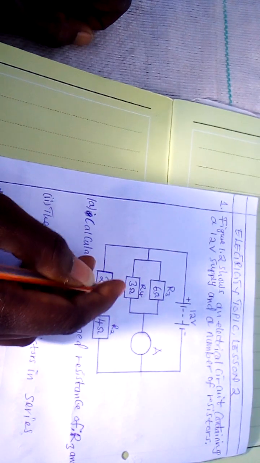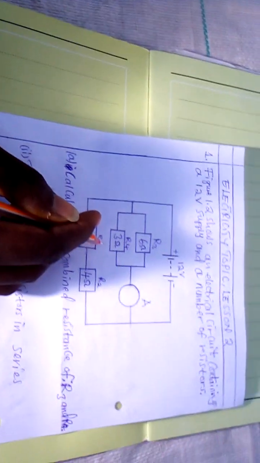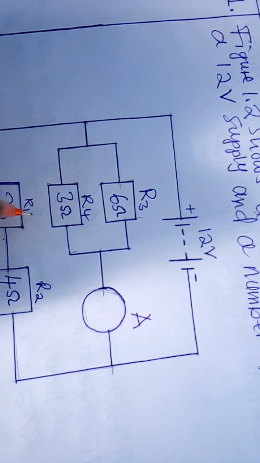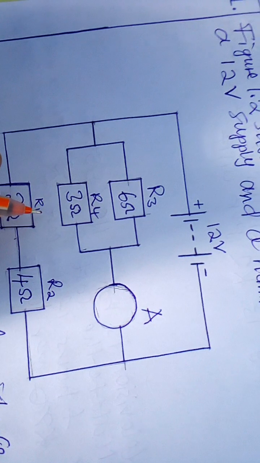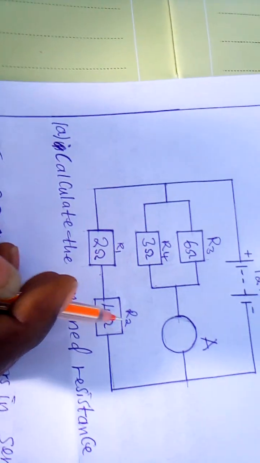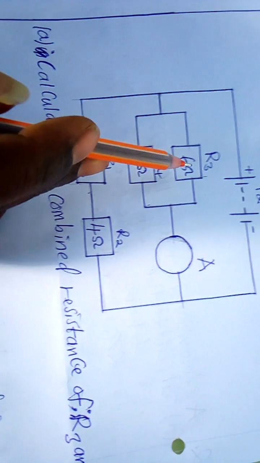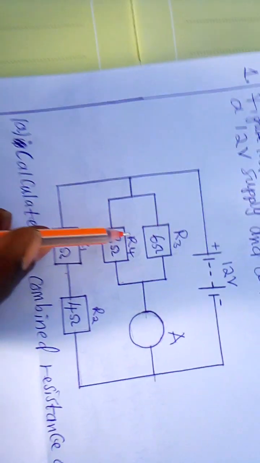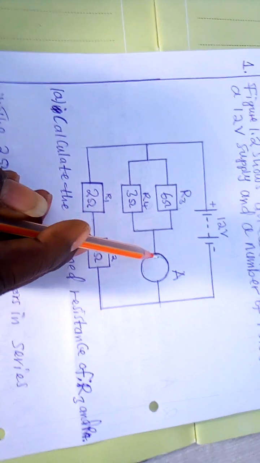Okay, welcome to this physics second question, which is the electricity topic, and it's lesson 2. Under this question, we have seen the diagram. In the diagram, we have got 12 volts. The cells are 12 volts. We have got R1, R2, R3, and R4.